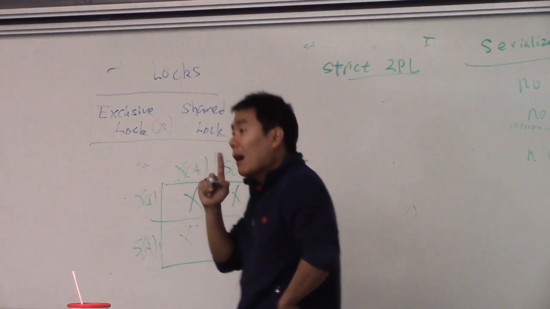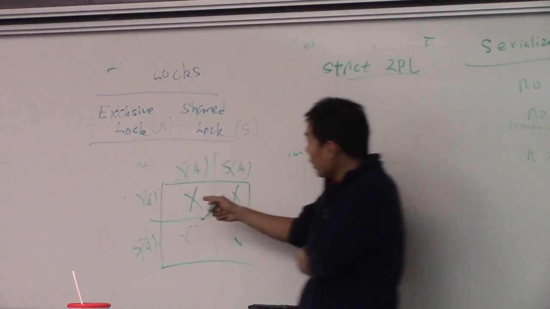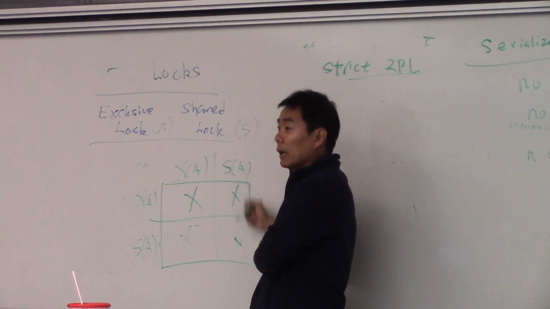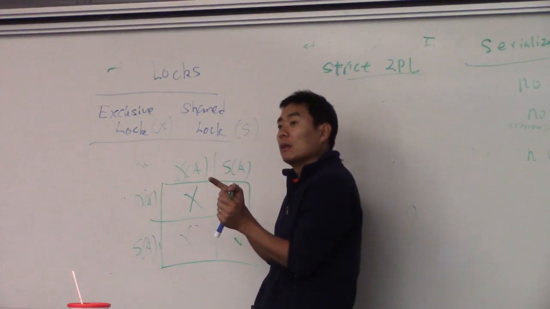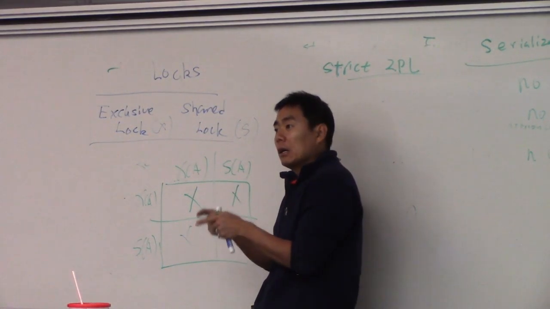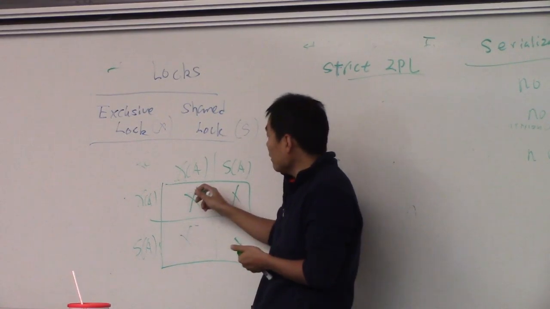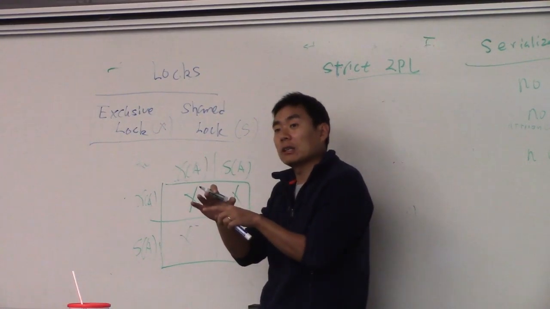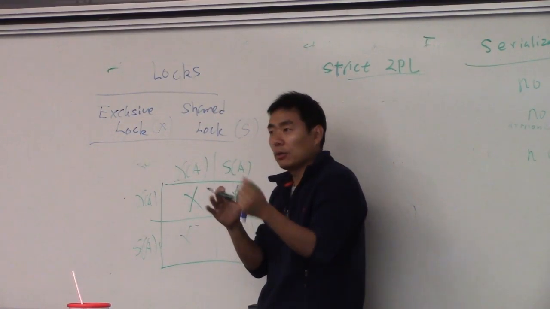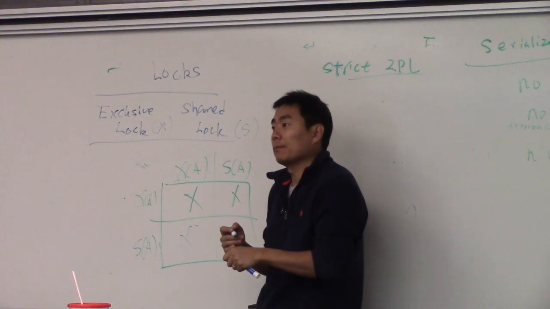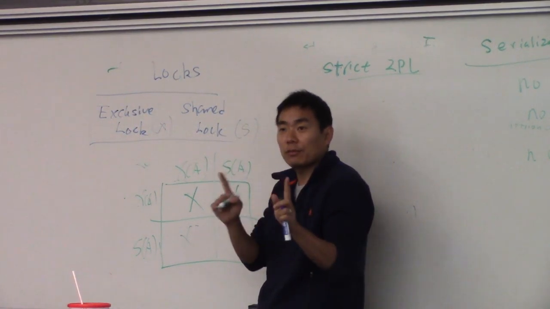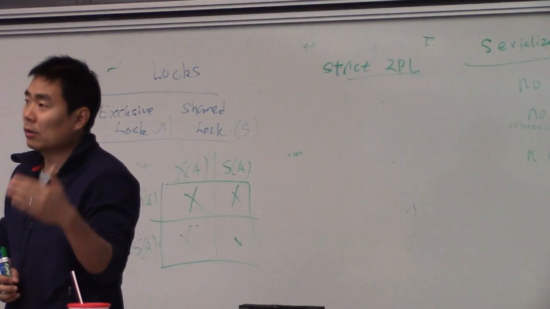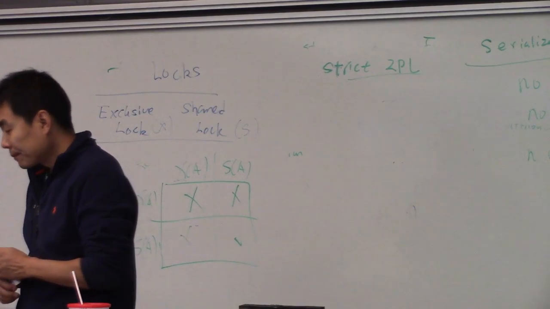What that means is, if some transaction is holding a shared lock on object A, another transaction requesting a shared lock on A can proceed. So multiple transactions can hold a shared lock on A at the same time. However, if there is one transaction holding an exclusive lock on object A, then no other transaction can acquire any lock, exclusive or shared, on that object A. That's what it means. Okay, so that's first of all the concept of locks, and the two types of locks used by strict two-phase locking.